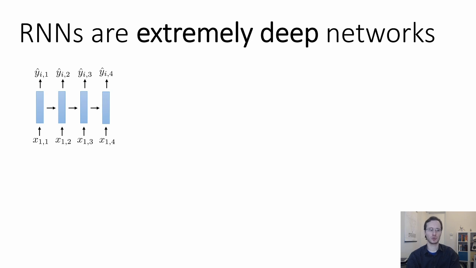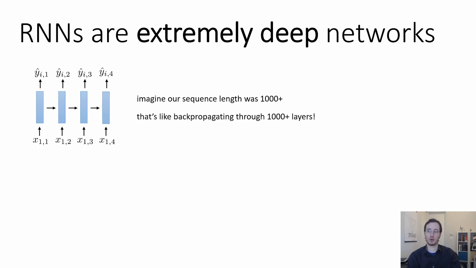And also the fact that the parameters are shared at different layers makes the computation a little bit more challenging. You can kind of think of it as the parameters at the very first time step have a huge effect on downstream stuff because those effects compound, whereas the parameters at the last time step might have a comparatively lower effect, and that creates some numerical issues. So imagine that our sequence length was over 1,000. That's like backpropagating through over 1,000 layers.